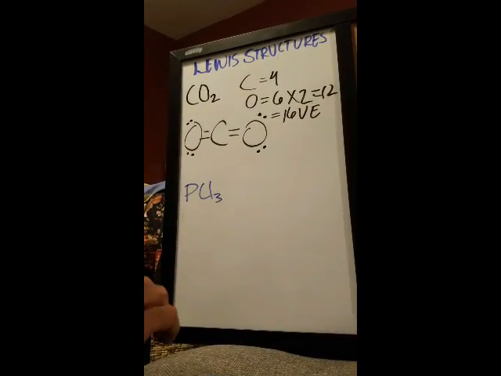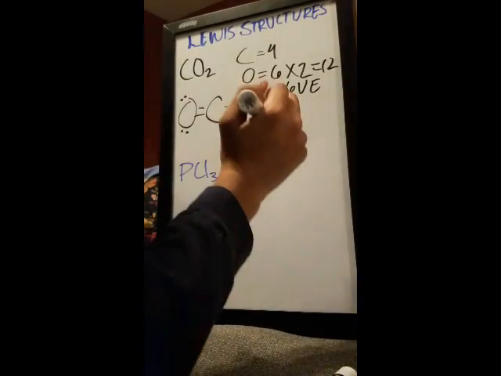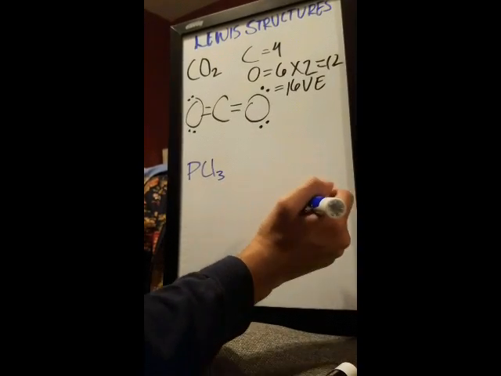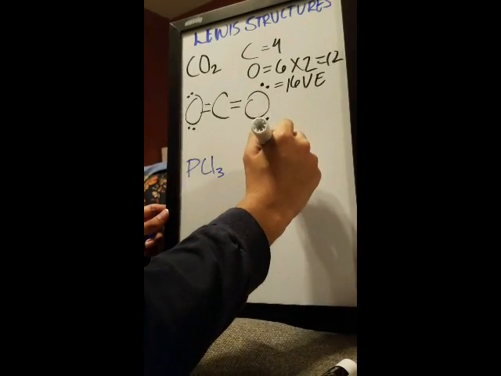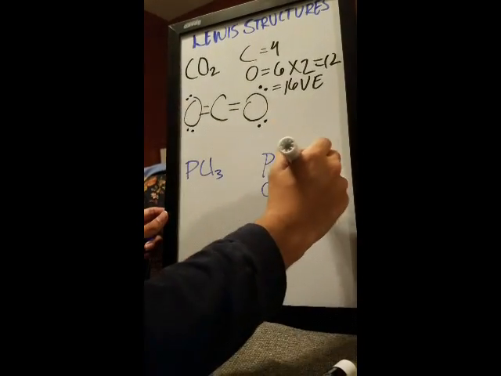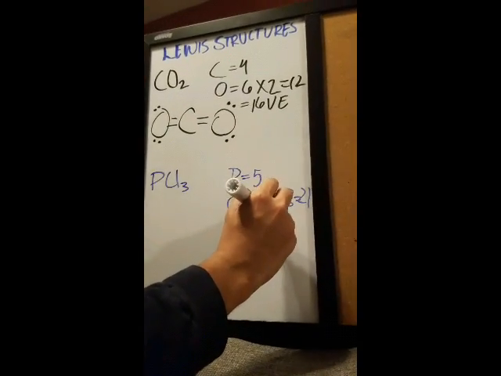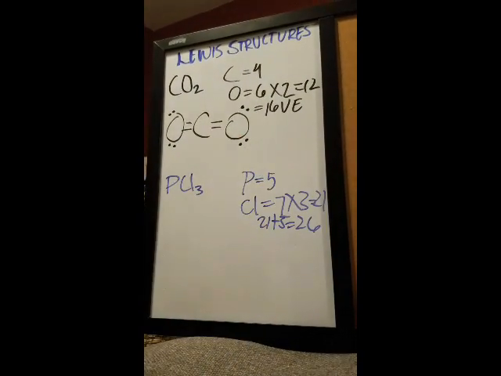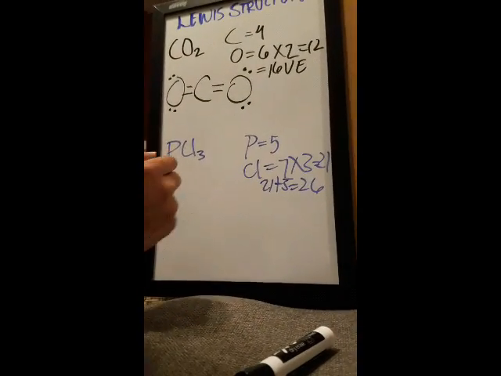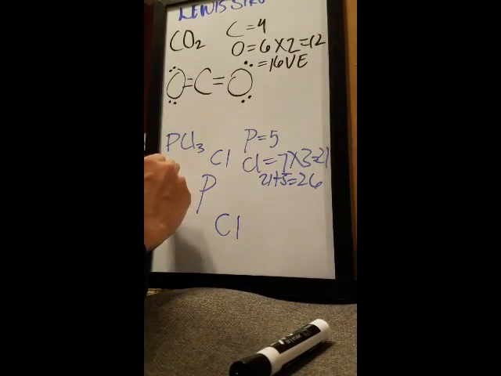So here's another example. This is PCl3, phosphorus chloride. And the first thing, which I said before, is to count up all the number of valence electrons. Phosphorus has 5, and chlorine has 7. And there's 3 chlorine, so we multiply by 3 and we get 21. 21 plus 5 is equal to 26, so that's how many valence electrons we'll be working with. So we take our least electronegative atom, which is phosphorus, and put it in the middle around the 3 chlorine atoms.